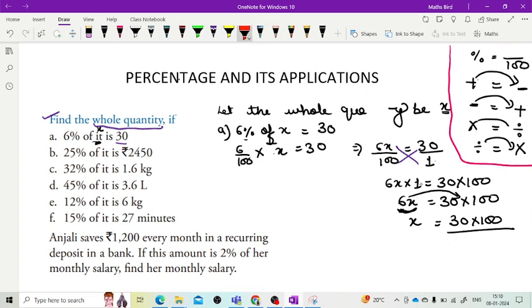So although we have discussed all these things, still I am explaining to you. So 6 will come this side, right, with a division sign, that means upon 6. Now simply you can cut this. 6 5s are 30, so 500. That means what will be the value of x? x will be 500. That means the whole quantity will be 500, right?